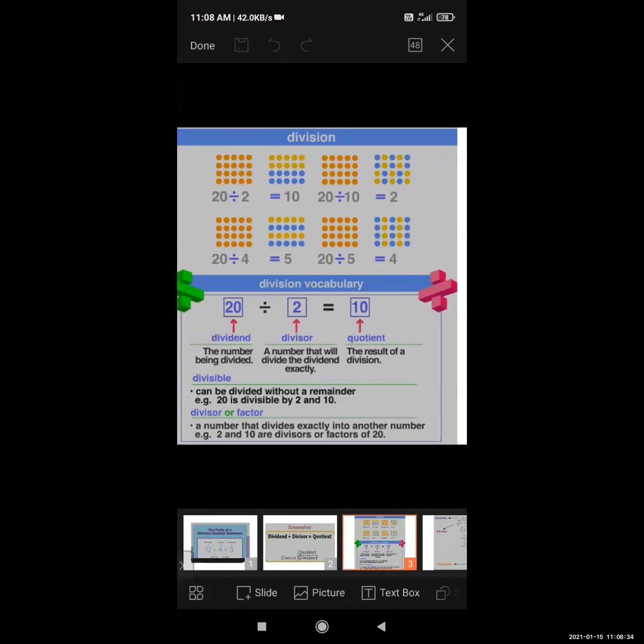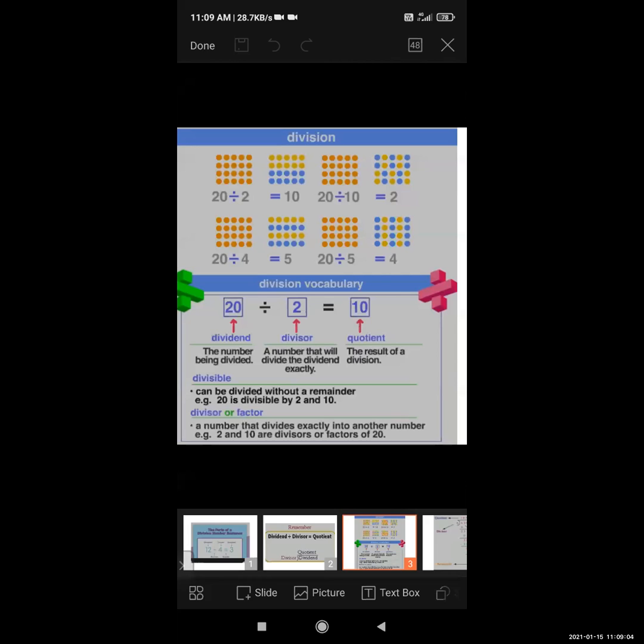So in the division concept, what is the specific name of that answer? It's the quotient. Yes, the result of a division, that means the main answer of a division. Now next one, look here, students. Divisible means it can be divided without a remainder. For example, 20 is divided by 2.